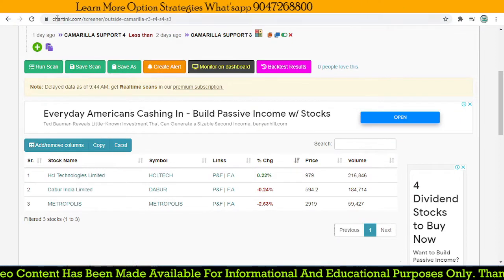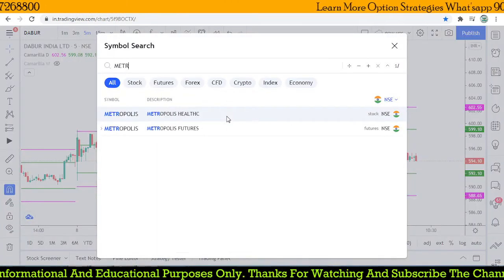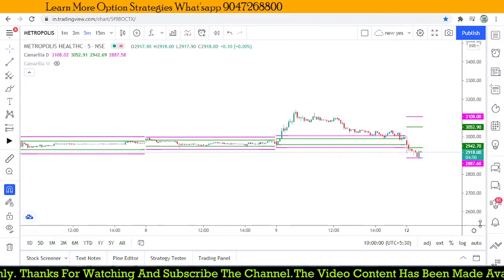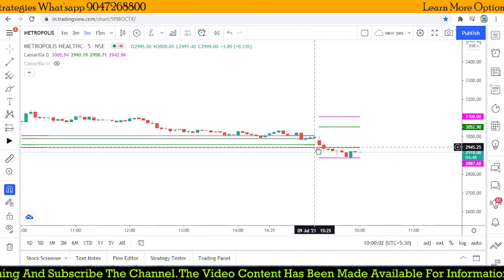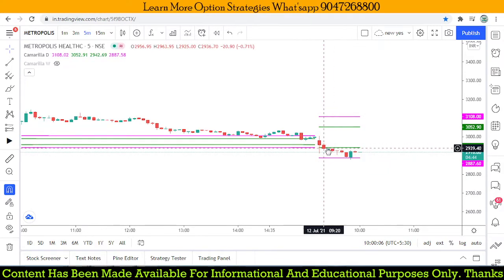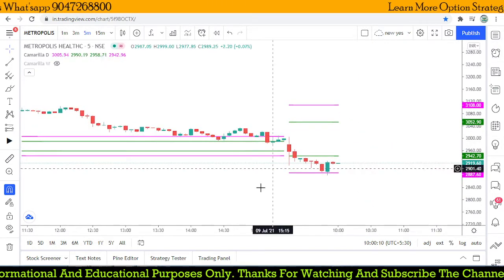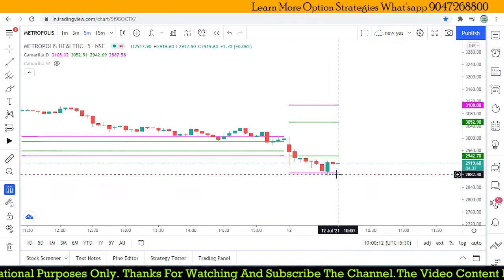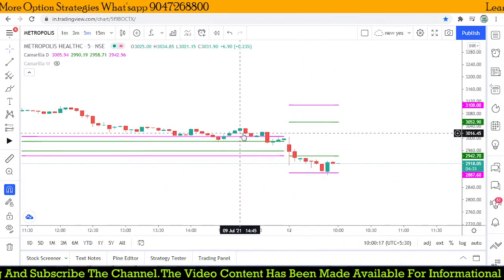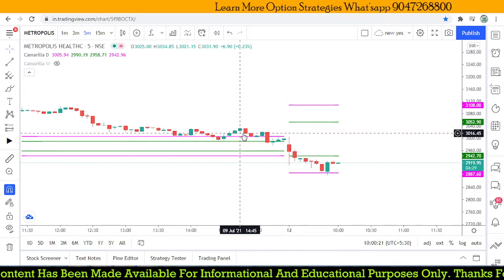So these are the stocks, and Metropolis. I think it's not good. Let's check that. Let's see. So now it was opening slightly around the support level, and we are not able to take this position here. Whenever we are expecting these stocks to be range bound, it broke below the resistance. We are not going to take a breakout kind of trade on this particular stock because we are expecting the trade to be range bound.